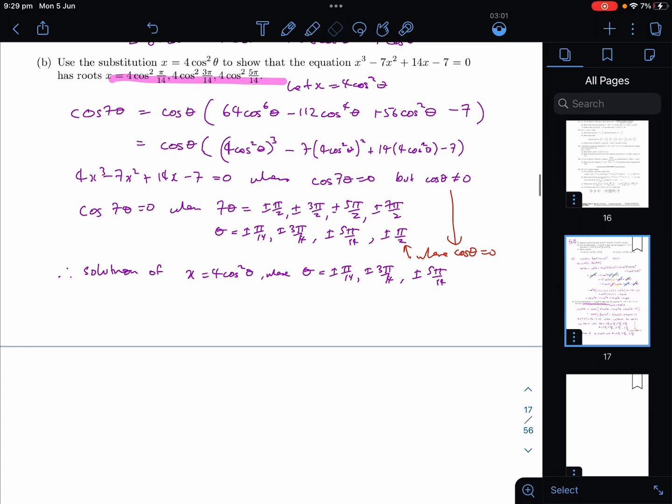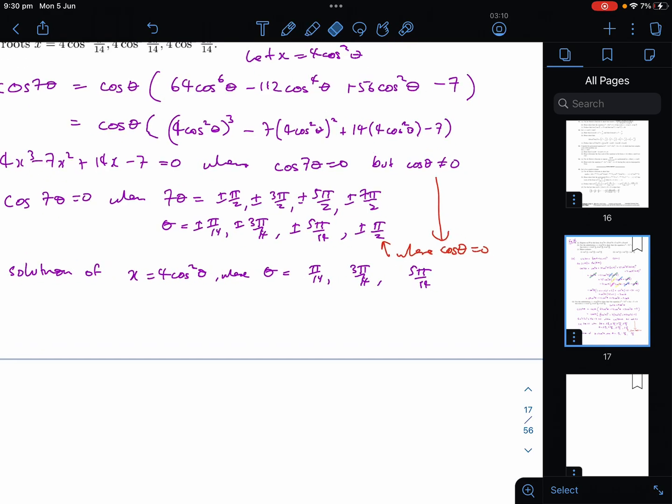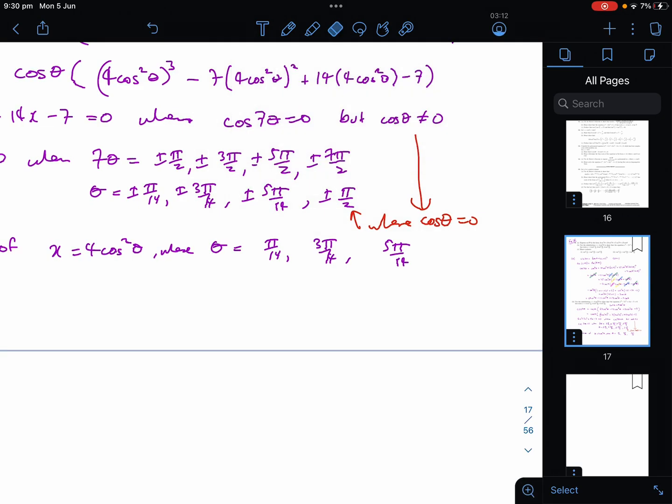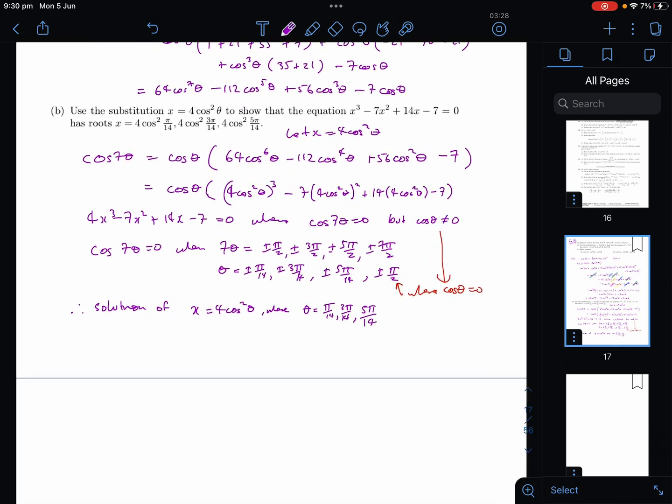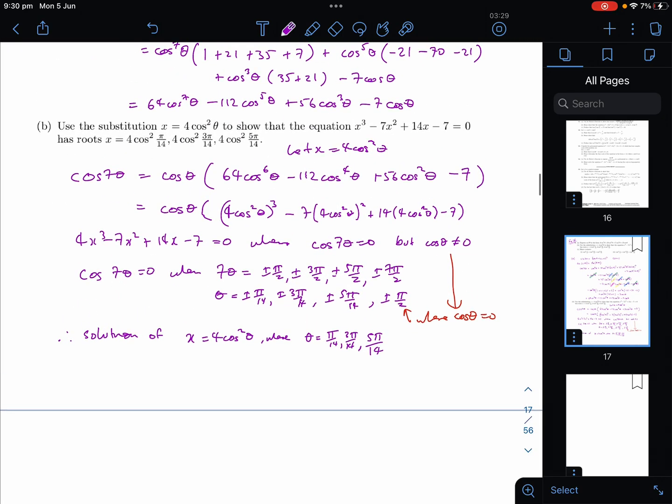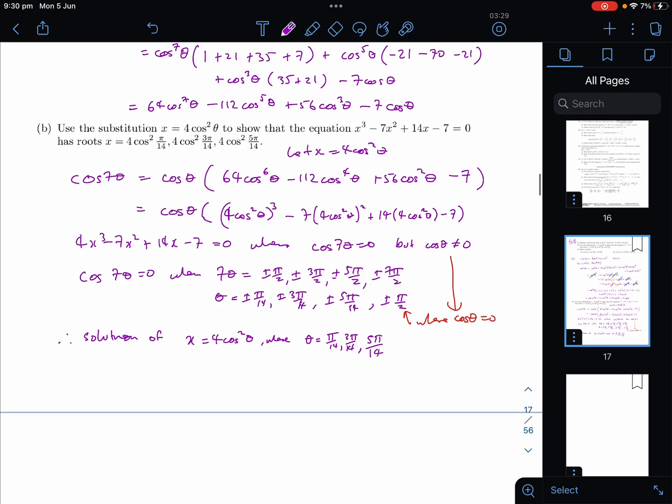Although, to be clear, when you do cos squared, I should have done this. When you do cos squared, you're going to eliminate the cos of negative theta. So this really has not saved any time. The cos of negative theta is the same as the cos of theta because cos is even, where theta equals pi on 14, 3 pi on 14, and 5 pi on 14. Great. So those are the roots.